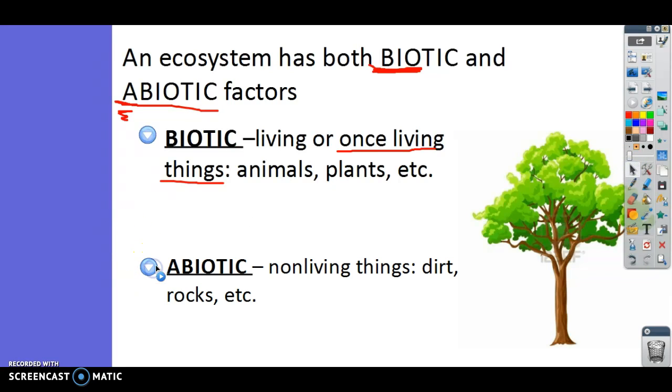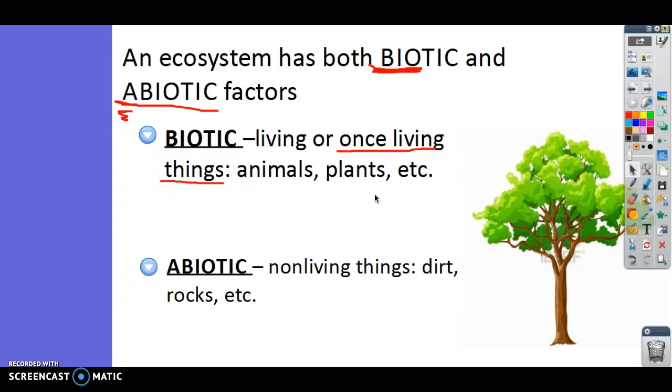Then we have abiotic factors, which are things that have never lived. Dirt, rocks, sun, okay? Anything you can think of that has never actually lived before. So these are the two types of things that we can find in an ecosystem. And remember, an ecosystem has to have both of these things for it to be an ecosystem. Otherwise, if it just has living things, it's only a community.